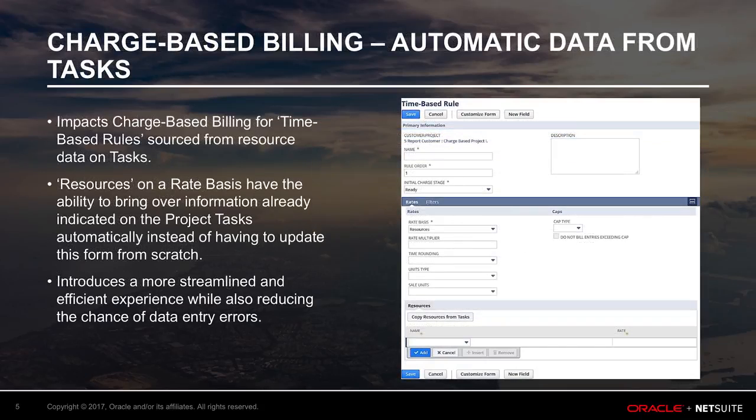In 18.1, we're introducing a new automation capability called charge-based billing for time-based rules. This feature enables users to source data from resource data on tasks. When selecting resources on rate basis, you now have the ability to bring over information already indicated on the project tasks automatically. It's no longer necessary to update this form from scratch. This makes for a more streamlined and efficient experience, while also reducing the chance of data entry errors.